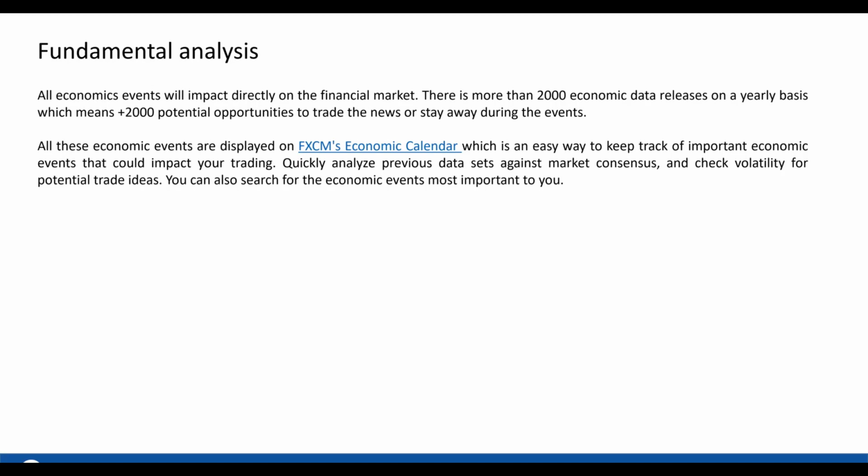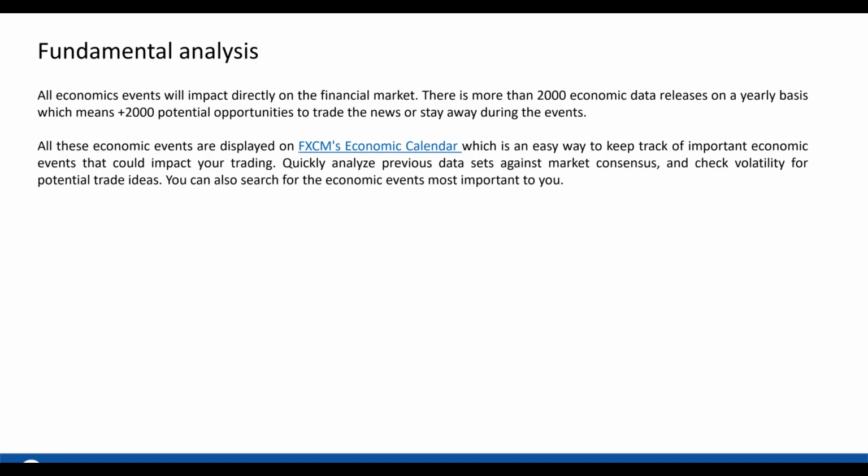Fundamentals. Fundamental analysis. All economic events will impact directly on the financial markets. There are more than 2,000 economic data releases on a yearly basis, which means 2,000 potential opportunities to trade the news or stay away during the events.